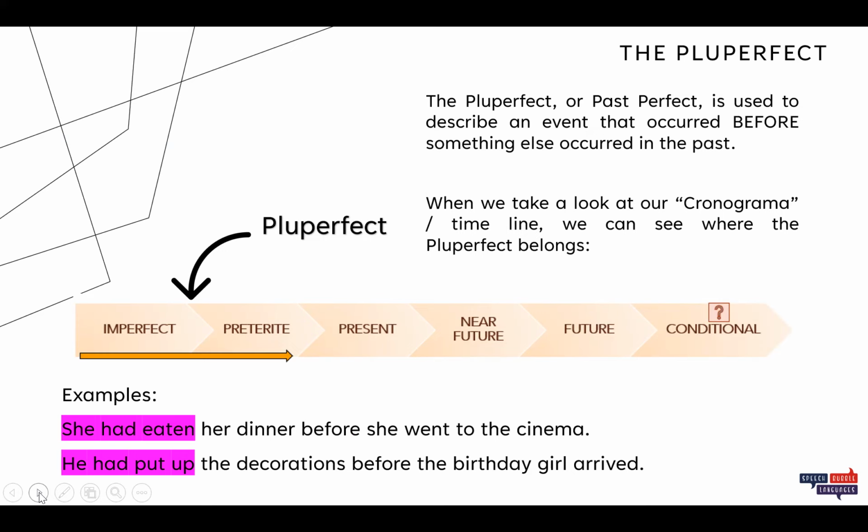Our second example is, he had put up the decorations before the birthday girl arrived. He had put up is in the pluperfect, the event that happened just before the birthday girl arrived. And that verb arrived would be in the preterite. So we can see exactly whereabouts this tense belongs on our timeline that we're nice and familiar with if you're joining us in a class.